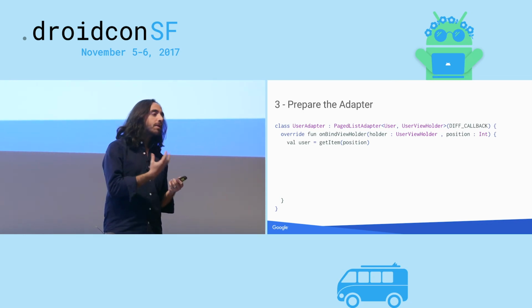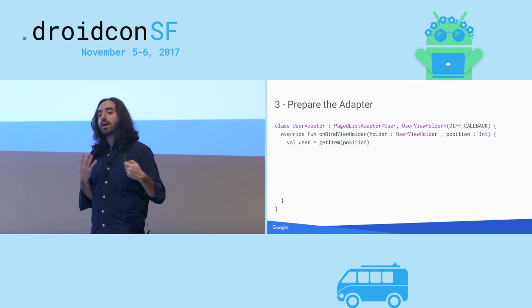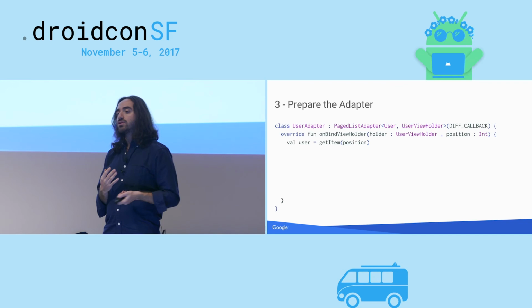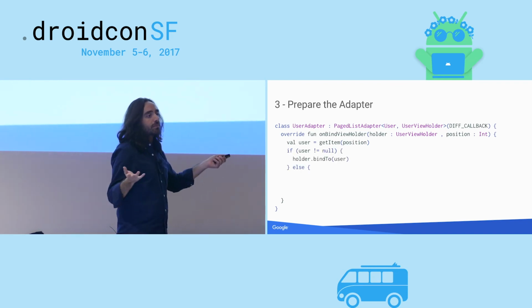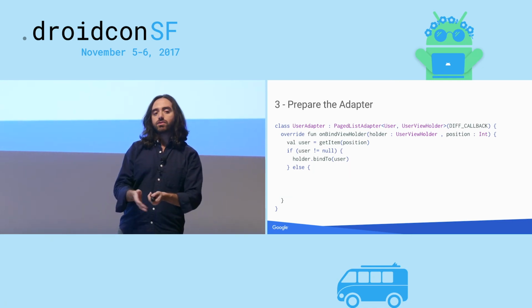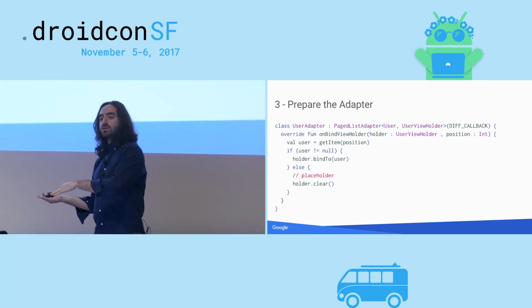Now here, it depends on your UI. While defining your pages, if you ask it to have placeholders, the item might be null. But if you define it to have no placeholders, this item will never be null. In this case, we have the placeholder use case. We say, okay, if the user is not null, bind it to the view holder. If it is null, move the view holder to this placeholder state.